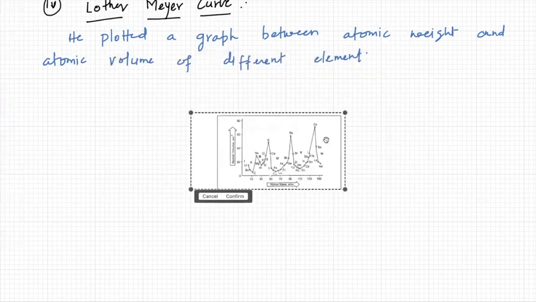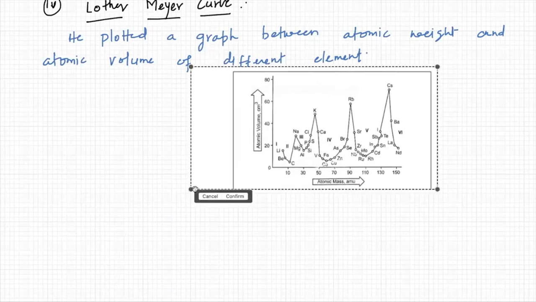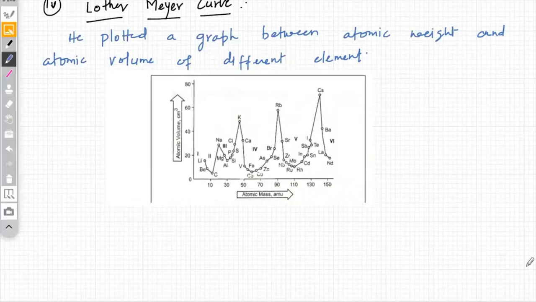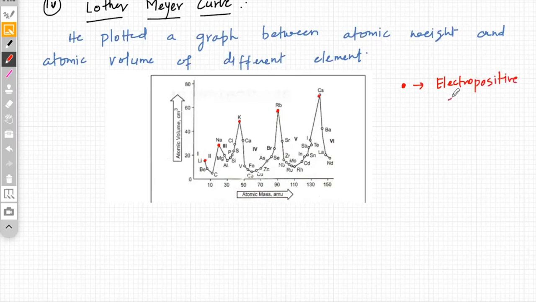The graph is this. Okay, this we call the Lothermeyer curve. This is the curve we get. What he observed in this is that the electropositive elements, that is the first group, group one, alkali metals, occupy the peak position on the curve. You see lithium, sodium, potassium, rubidium, and cesium, right? These red dots are electropositive elements.